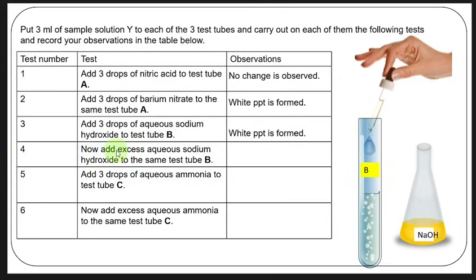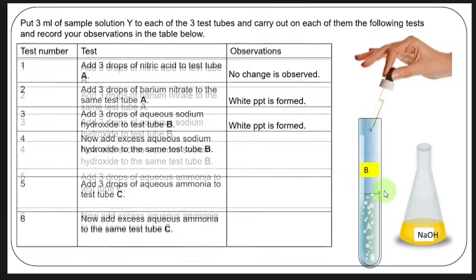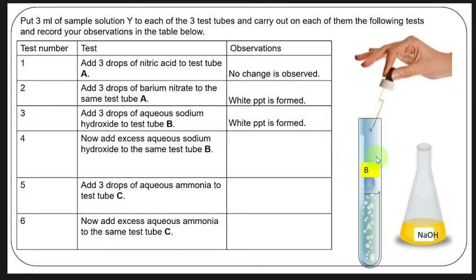Test 4 is saying add excess sodium hydroxide to the same test tube B. So to the same test tube B here, now we add excess. We added 3 drops, now we add excess. So let's add excess, a lot of it. You see there are solids here that we recorded. To the same one where we have seen white precipitate, now we need to add the excess, more than 3 drops, you add a lot.